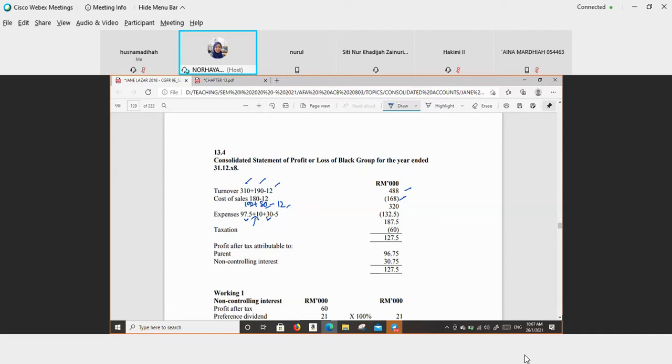Impairment of goodwill, madam. Impairment of goodwill. Okay, impairment loss. Oh, kena tolak kat situ. Iyalah, sebabnya impairment untuk tahun tu kan? Impairment of goodwill, yes. Okay.